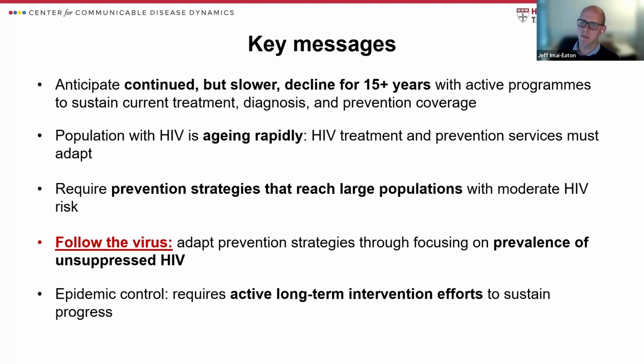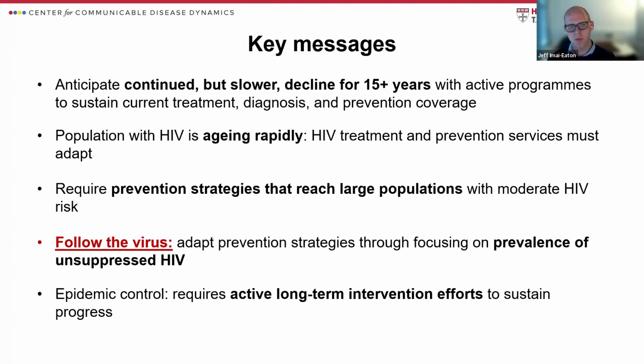One of the key features that we see is the population with HIV is aging very rapidly, and we need to be thinking about the implications of this for both our HIV treatment programs and meeting the needs of an aging HIV population, as well as for HIV prevention programs and how this aging HIV population is changing who's exposed to risk of acquiring HIV infection.